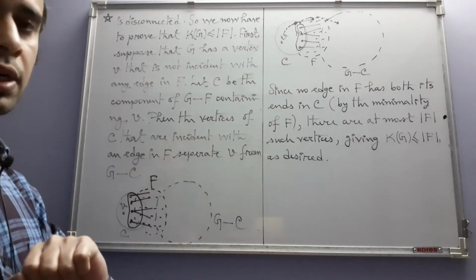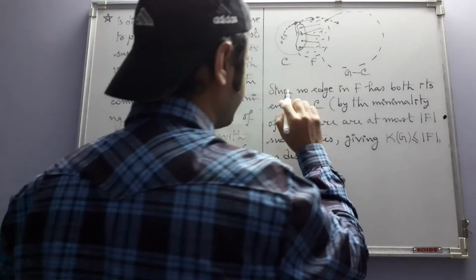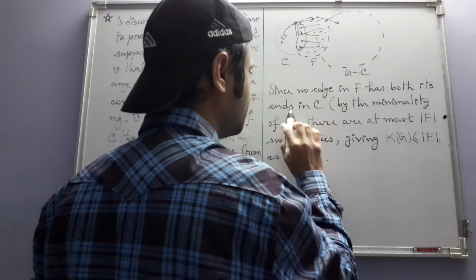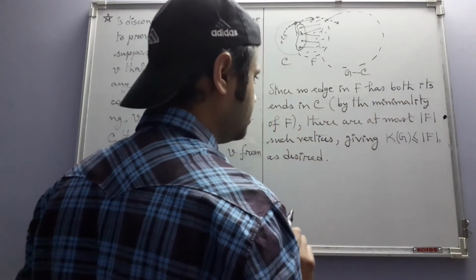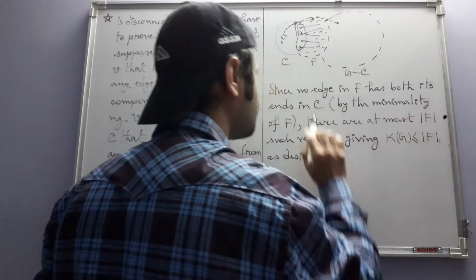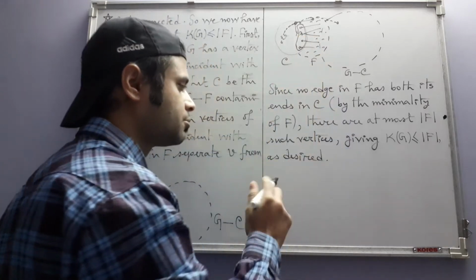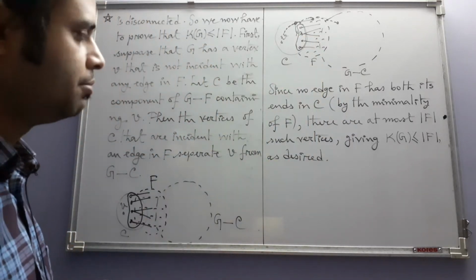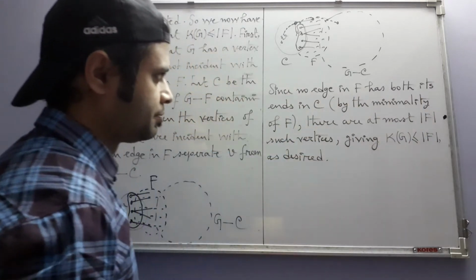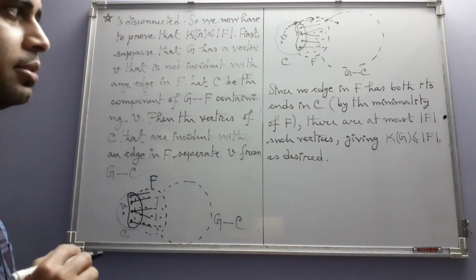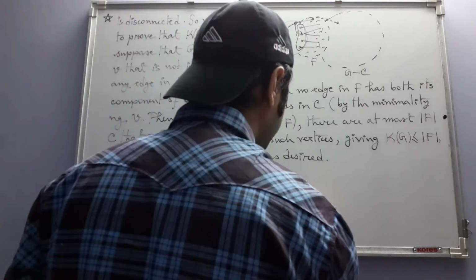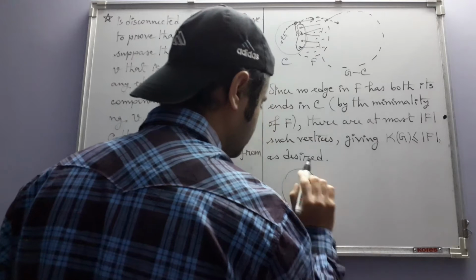Now here what we are saying is, since no edge in F has both its ends in C, there are at most this many such vertices, this type of vertices whose removal disconnects V from G minus C. Let us first try to understand this part. Why is there no edge in F, both of whose ends lie in C? If we have such an edge, what goes wrong?